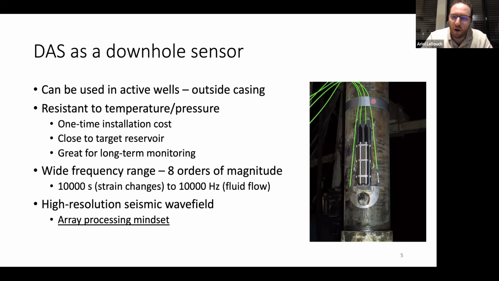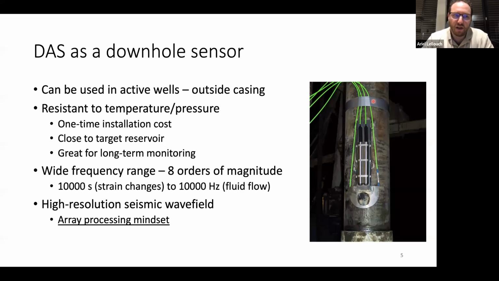DAS as a tool, because of the way the optics work, has an extremely wide frequency range. I'm counting at least 8 orders of magnitude. On the very slow end, you can go to scales of hours. People have been looking at strain change, pressure fronts, frac hits, things like that. You can go all the way up to listening to leaks, listening to acoustic emissions in fluid flow. As I mentioned, we're in the seismic range, so somewhere in the middle, but DAS offers quite a lot of measurements, all in one package.